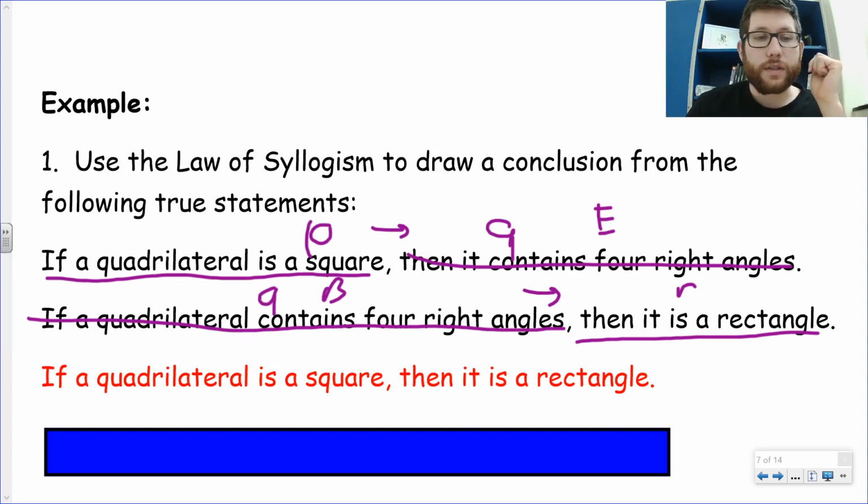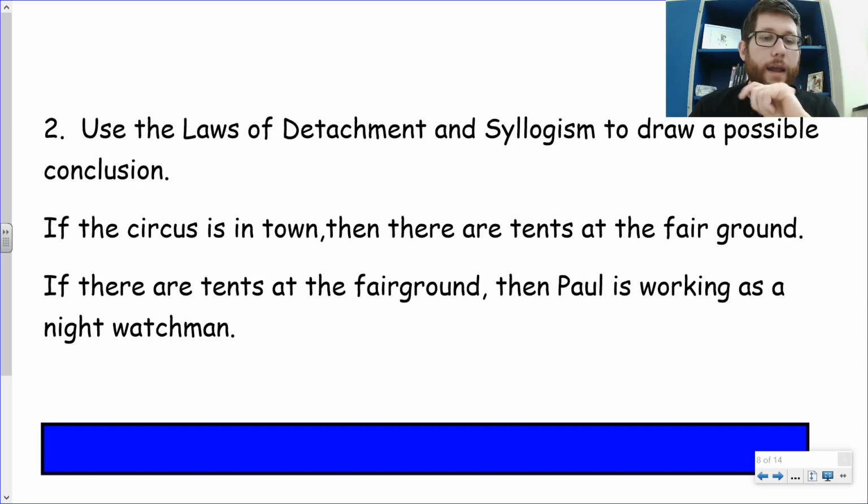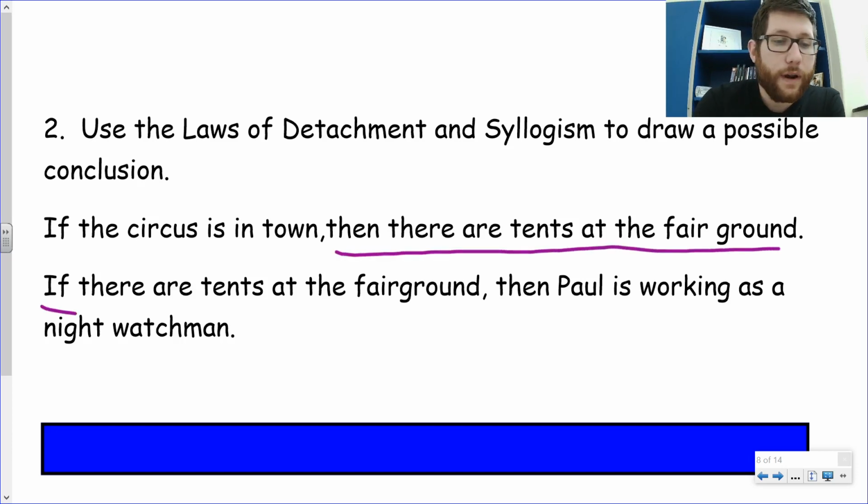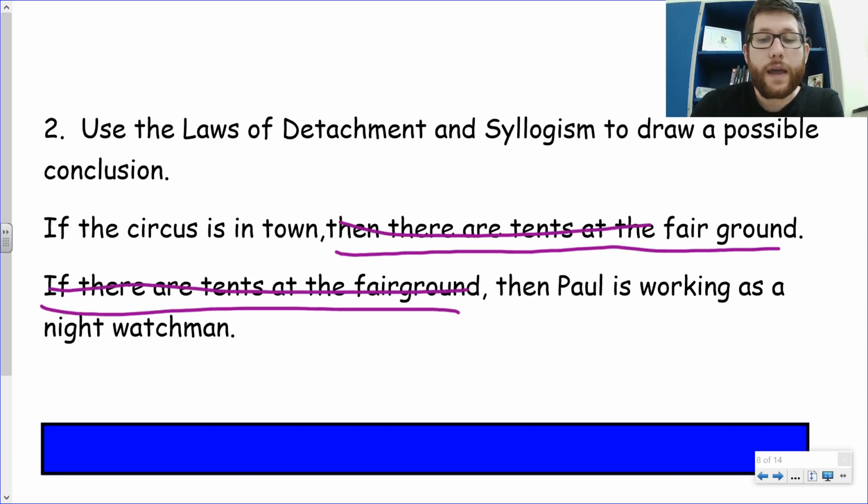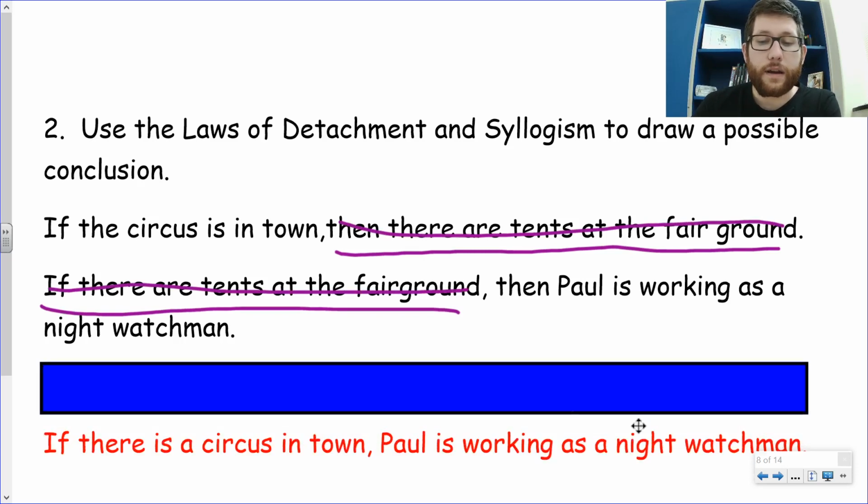Let's take a look at another example. All right, so if the circus is in town, then the tents are at the fairground. If the tents are at the fairground, then Paul is working as a night watchman. Do I have sets in common? I do. I've got tents at the fairground, so I'm going to underline those. Actually, I can just cross them out. Those are going to go away. What am I left with? If the circus is in town, then Paul is working as a night watchman. And there you go. There's your final answer.